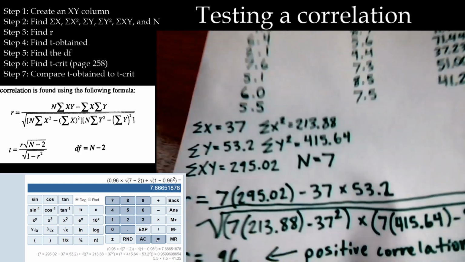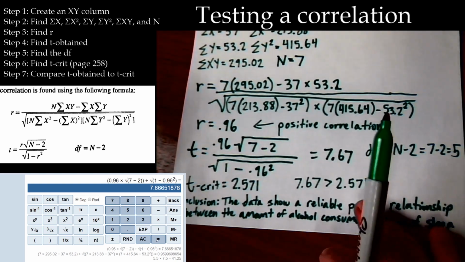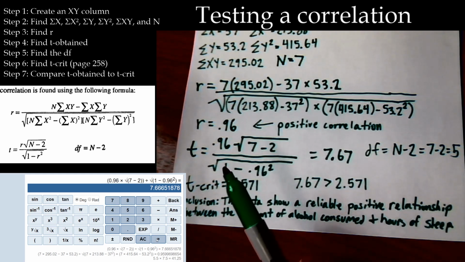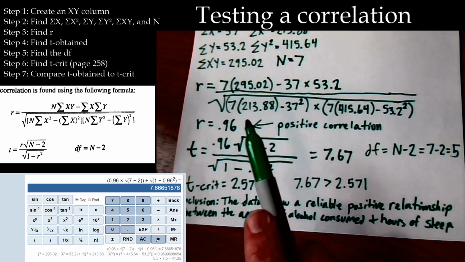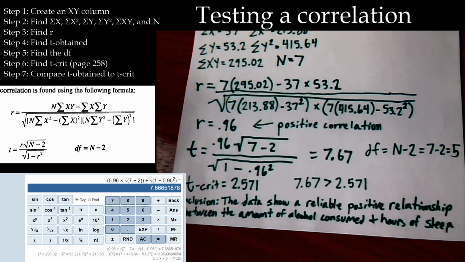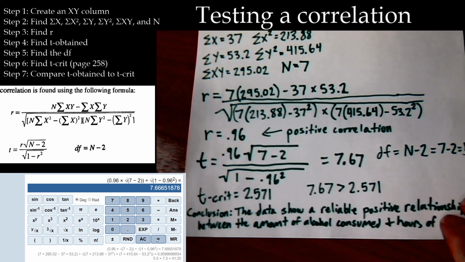In contrast, for a negative correlation, when x increases, you expect y to decrease, which is whenever you have a negative value for r. That concludes the demonstration on how to test a correlation.